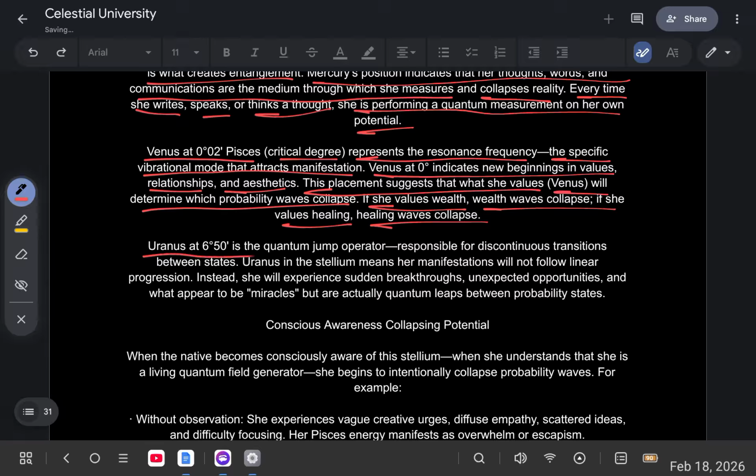Uranus at 6 degrees 50 is the quantum jump operator, responsible for discontinuous transitions between states. Uranus in the stellium means her manifestations will not follow linear progression. Instead, she will experience sudden breakthroughs, unexpected opportunities, and what appear to be miracles, but are actually quantum leaps between probability states.